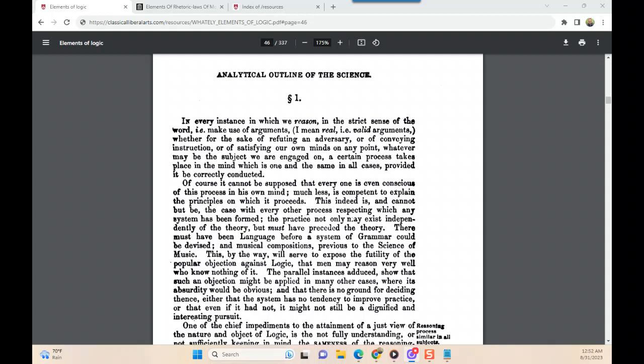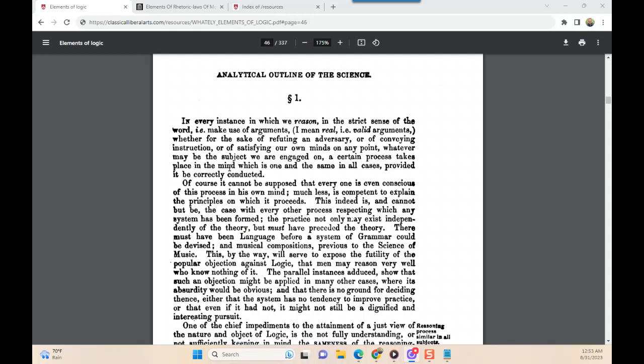In every instance in which we reason in the strict sense of the word, that is, make use of arguments, and I mean real, that is, valid arguments, in every instance in which we reason, whether for the sake of refuting an adversary, or of conveying instruction, or of satisfying our own minds on any point, whatever may be the subject we are engaged on, a certain process takes place in the mind, which is one and the same in all cases, provided it be correctly conducted.